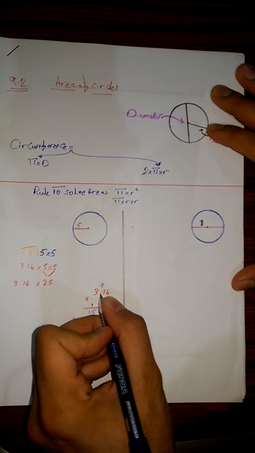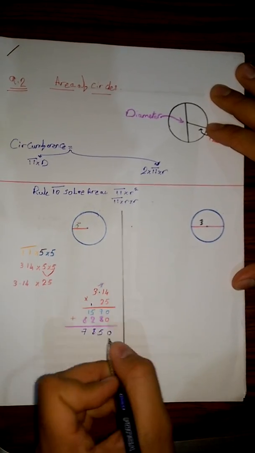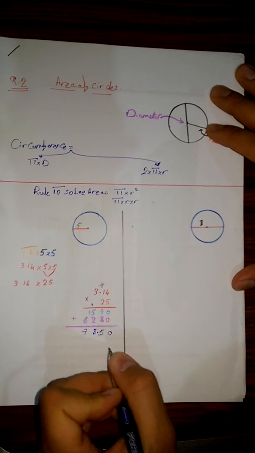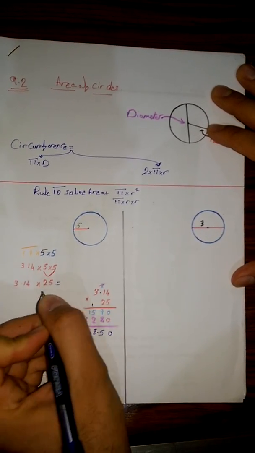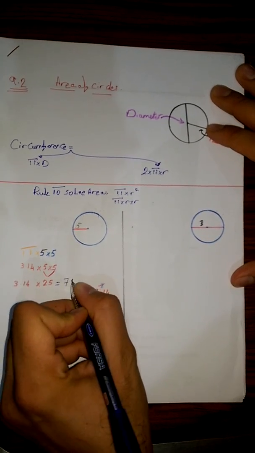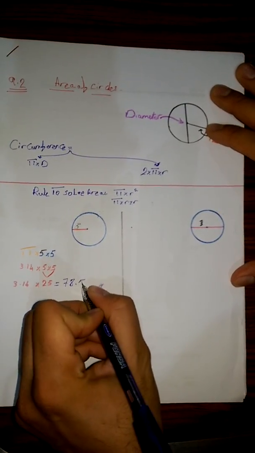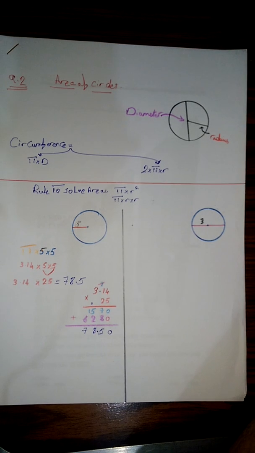And here we have two decimal jumps, so we'll make 2 decimal jumps and we put the decimal point. So the answer would be 78.5.